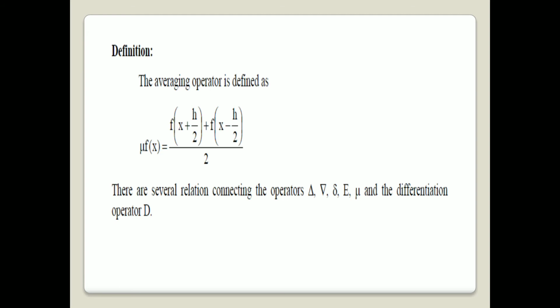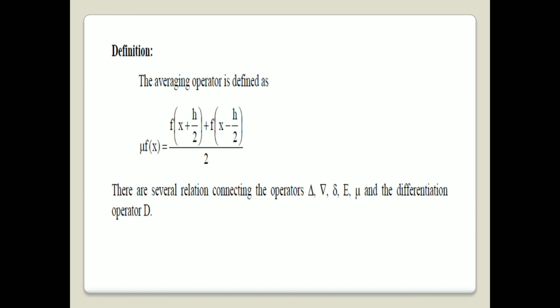Now the second definition is of the averaging operator, which is denoted by mu. The averaging operator is defined as mu of f of x is equal to the average of two values, f of x plus h by 2 and f of x minus h by 2. So mu of f of x is equal to f of x plus h by 2 plus f of x minus h by 2, all divided by 2.